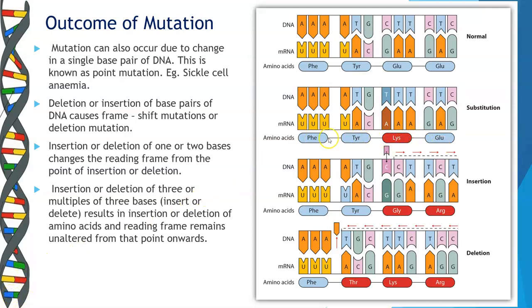So this is how the change in your codons, or the code that is there, affects the resultant amino acid, and this is how mutation affects our genetic code.